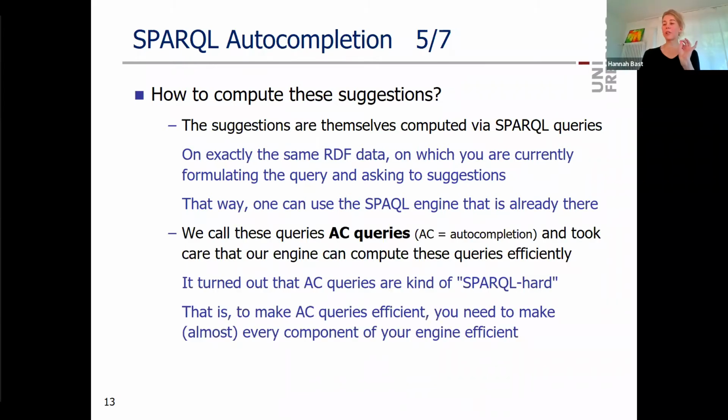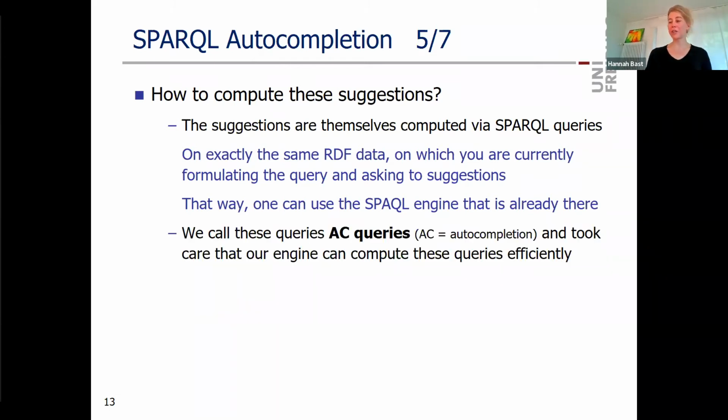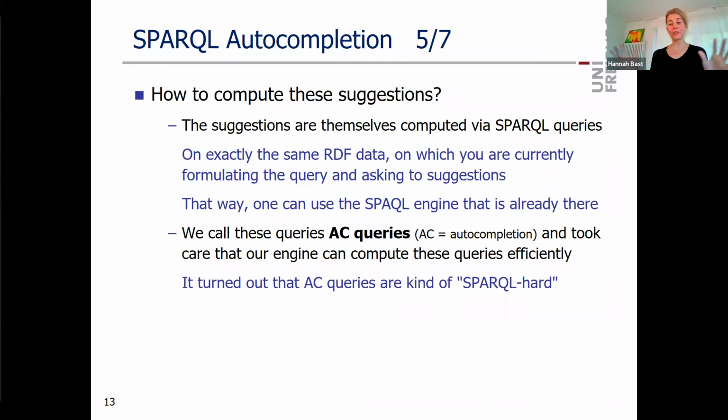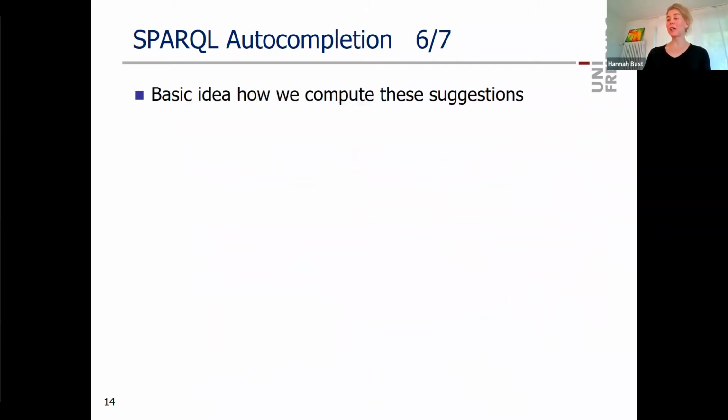So for example, we are asking queries in SPARQL, the same language, using the same query engine, to get the suggestions. Think about it, it's a really nice idea. Of course this only works on a huge data set if these queries are efficient. It turns out that these auto-completion queries are kind of SPARQL-hard. So if you can do them fast, you can do everything fast. That's also really nice. It's not that you're doing some super specific tuning here.